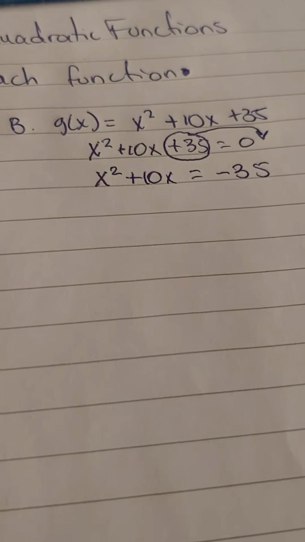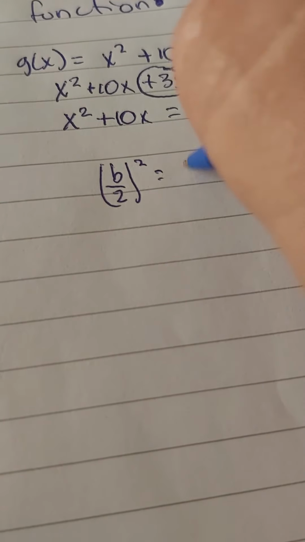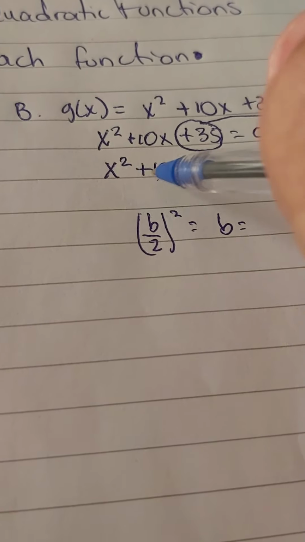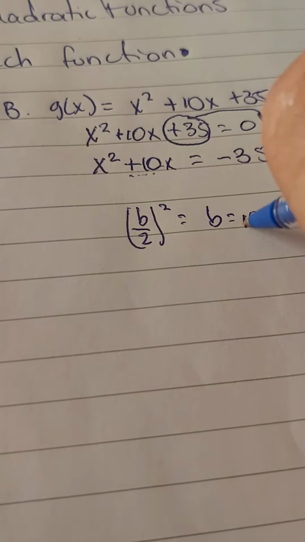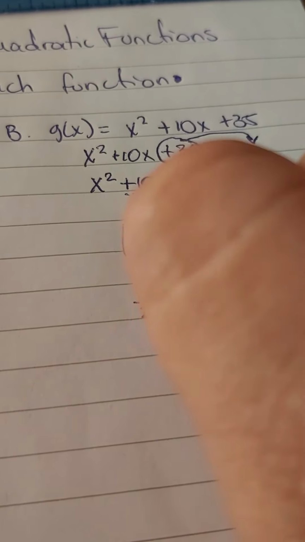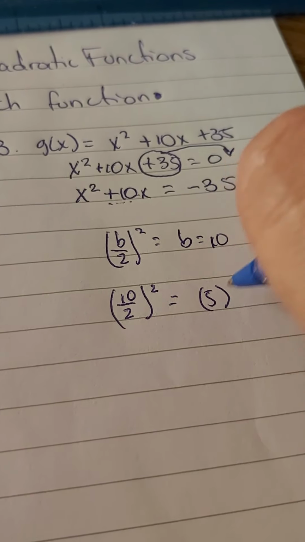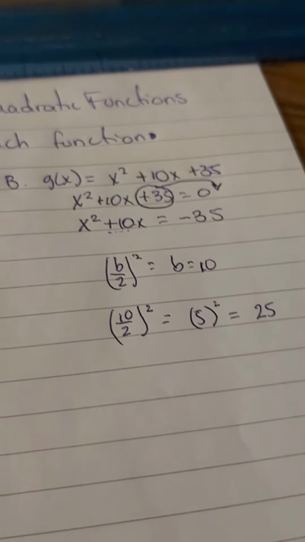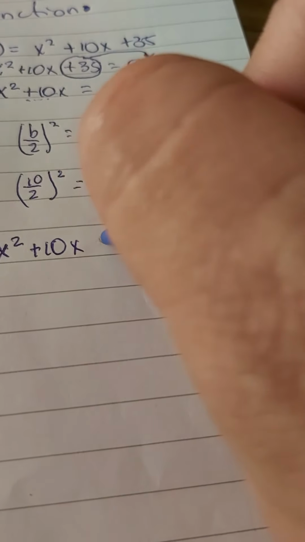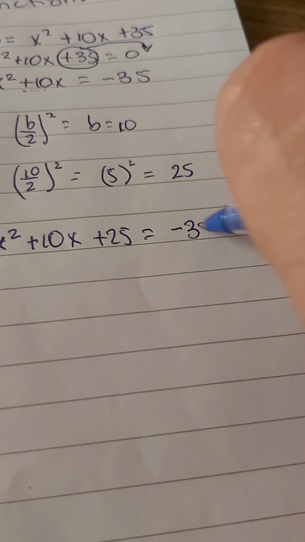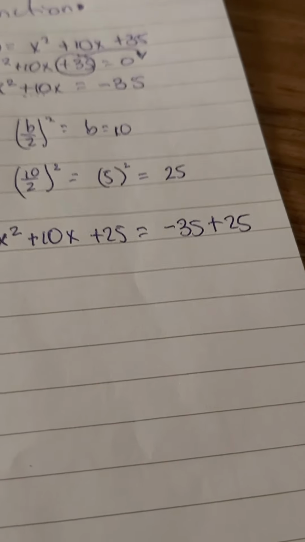Now we're going to solve by completing the square. How? Half of b, squared. In this case, b is equal to positive 10. So that means half of 10, squared. Half of 10, that's 5, squared, equals 25. Okay? So x squared plus 10x plus 25 equals negative 35 plus 25.